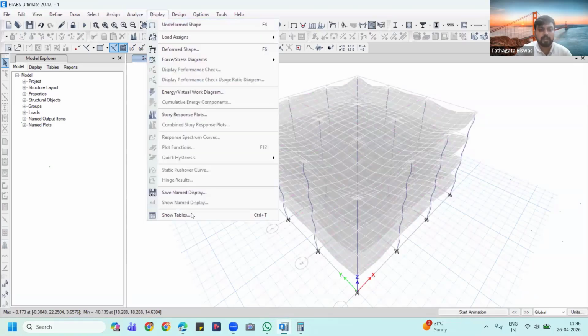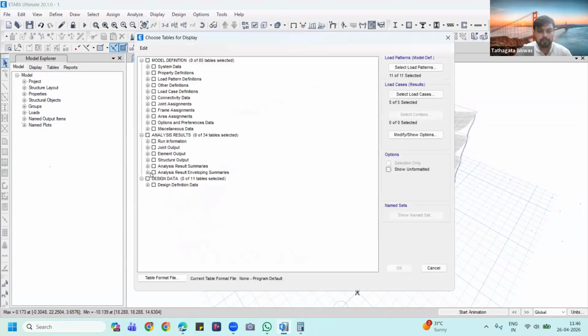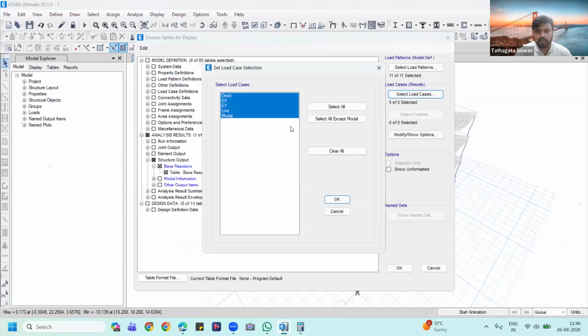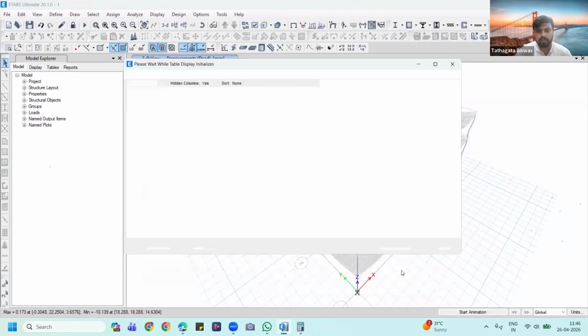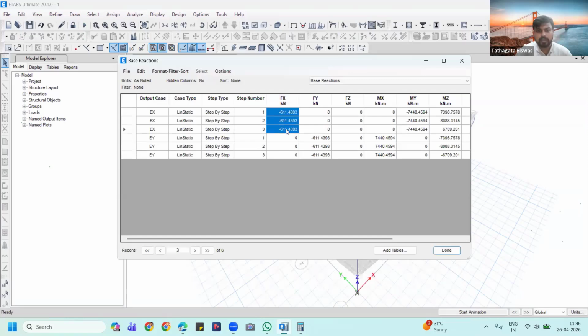So go to Display, Show Tables. From here, Analysis, Structural Output, and Base Reactions. You need to click on this. Select load cases, click on EX and EY, and make it okay. As you can see, there are certain EX and EY values that you have got. For EX, it is FX. For EY, it is FY.